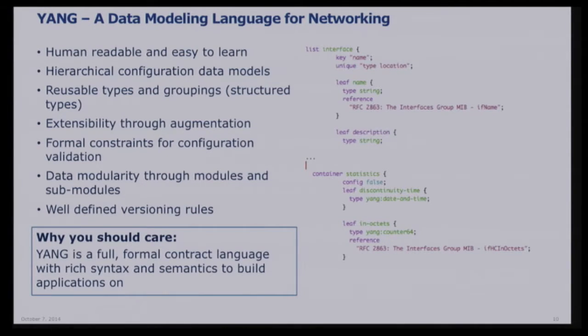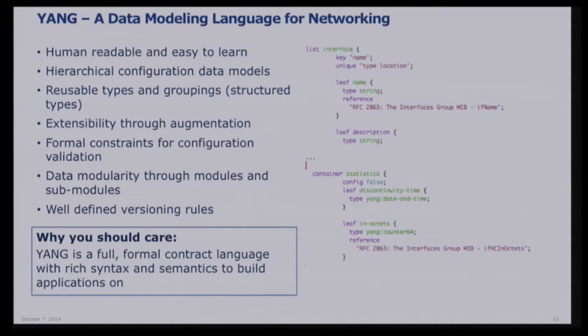But the main criteria for Yang was actually to be human readable and easy to learn. So it's a language where you're not supposed to be required to have an IDE, to have some sort of visual support to edit or manipulate it. Compared to things like SMI, and for that matter XML schema, you're supposed to be able to do this right in your preferred text editor. While that may vary, you're not supposed to be required to use anything with visual support.